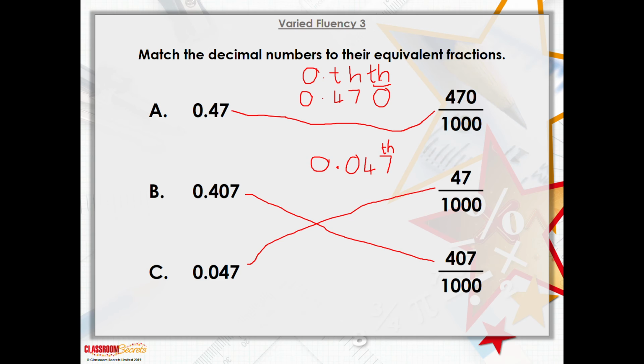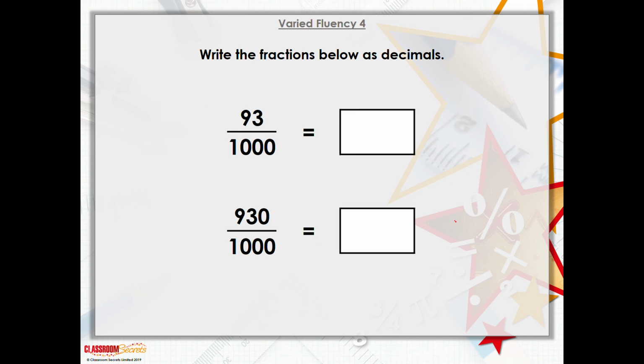470 thousandths, 47 thousandths. Don't forget to put placeholders in your tenths column should you need to. And finally, just to confirm that a bit more, you have to write the fractions below as decimals. So we have 93 thousandths. So think about your place value headings again. Tenths, hundredths, thousandths.